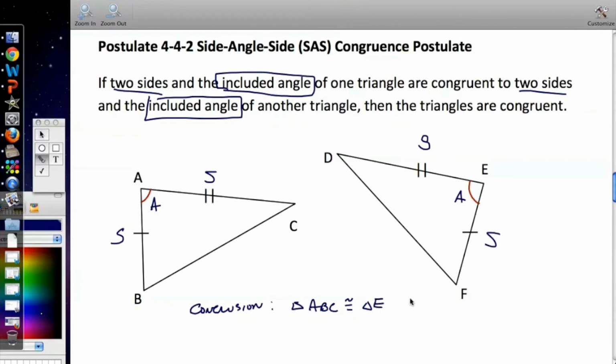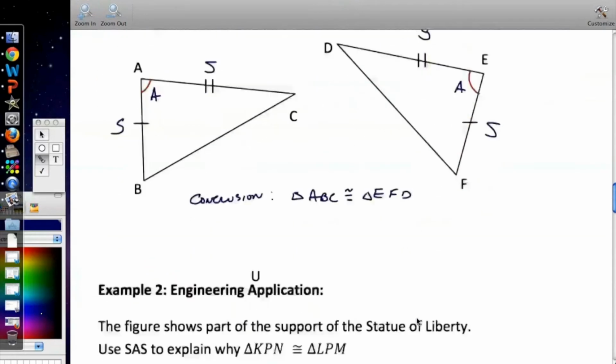It's E, F, D. Okay? So that's how that works.